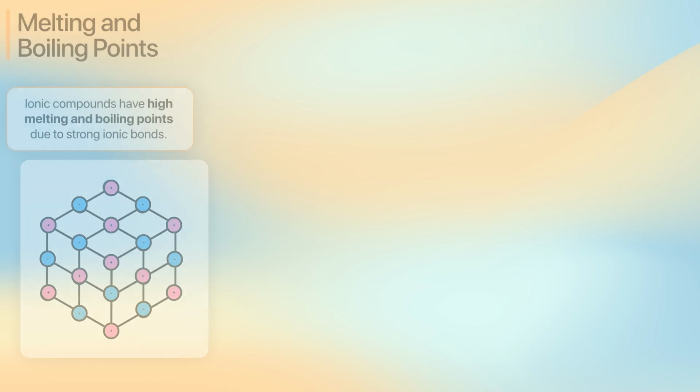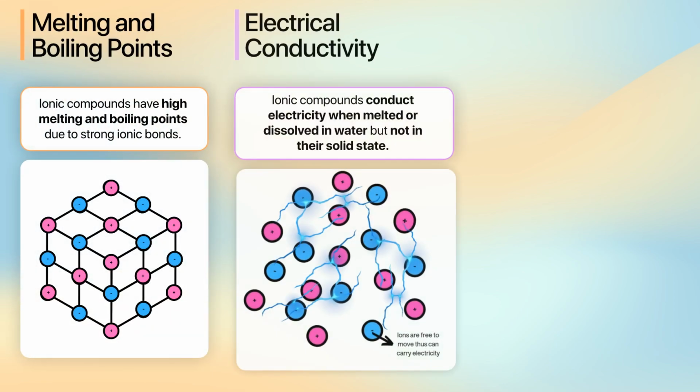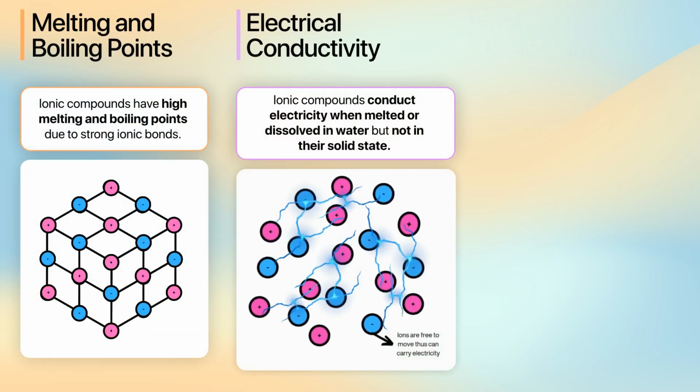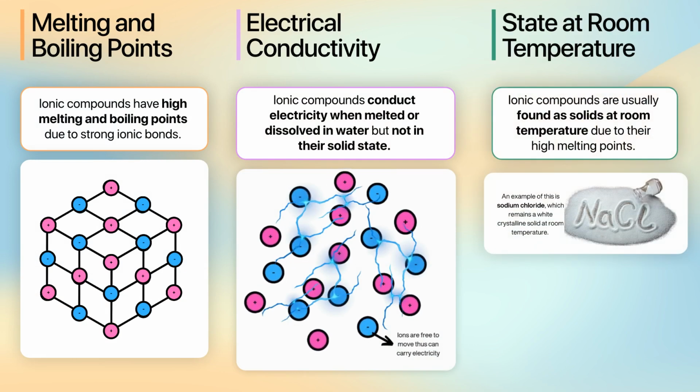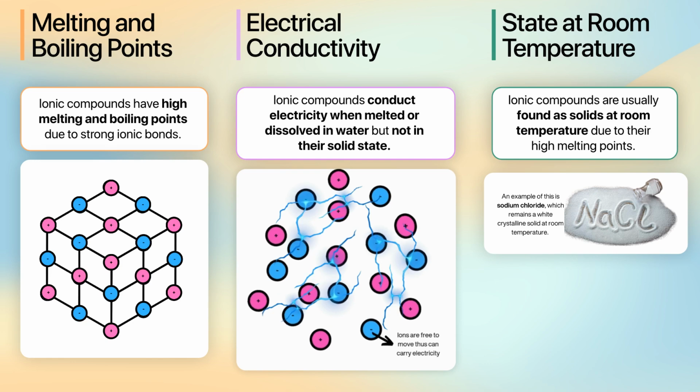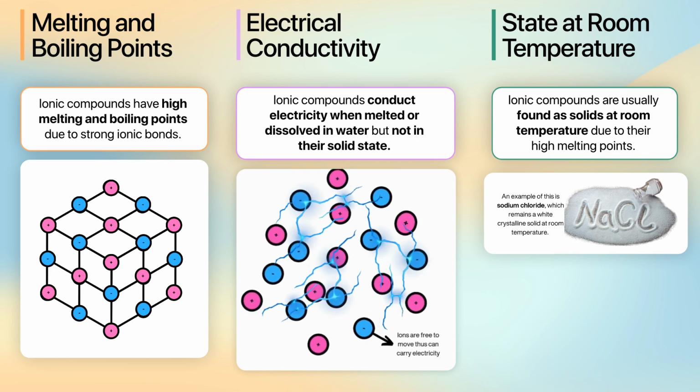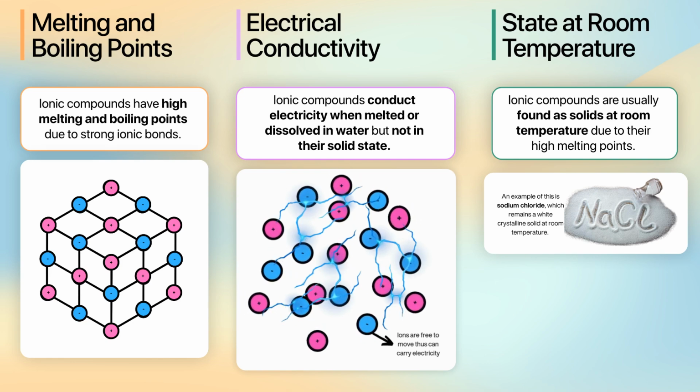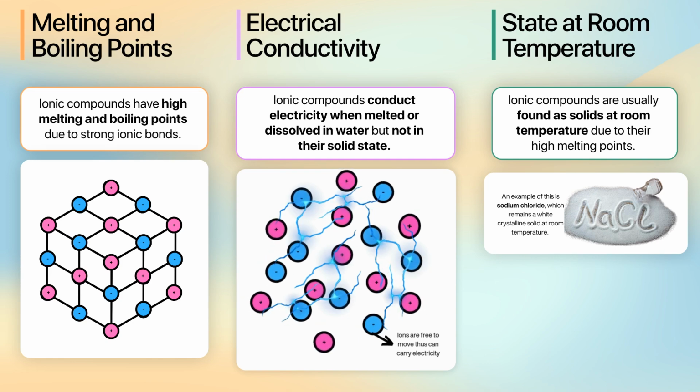In today's lesson, we delved into the properties of ionic compounds, focusing on their melting and boiling points, electrical conductivity in different states, and their state at room temperature. Understanding these properties allows us to predict and explain the behavior of ionic compounds in various scenarios, linking their macroscopic characteristics to their underlying atomic structures.